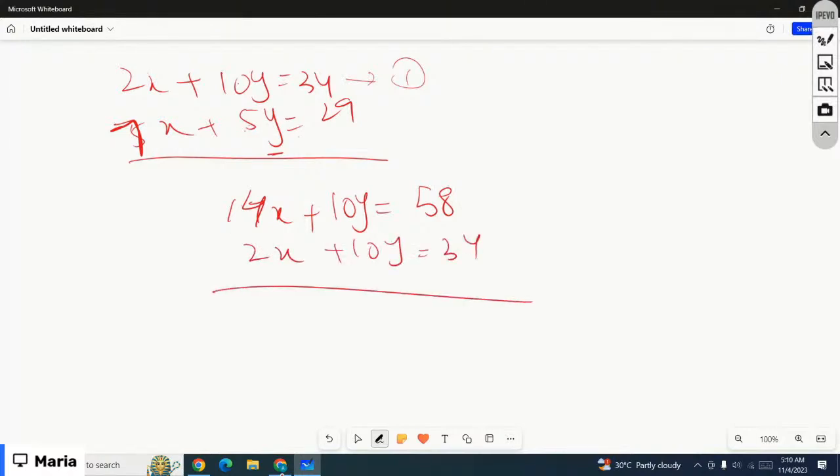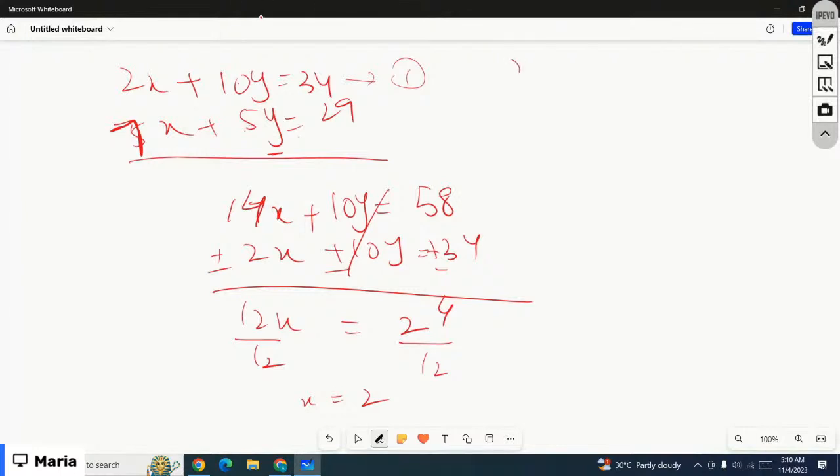So just subtract 14 minus 2 is 12x, and 58 minus 34 is 24, right? Divide both sides by 12, so it is x equals 2, right? Now you can put x equals 2 in any equation and calculate the value of y.